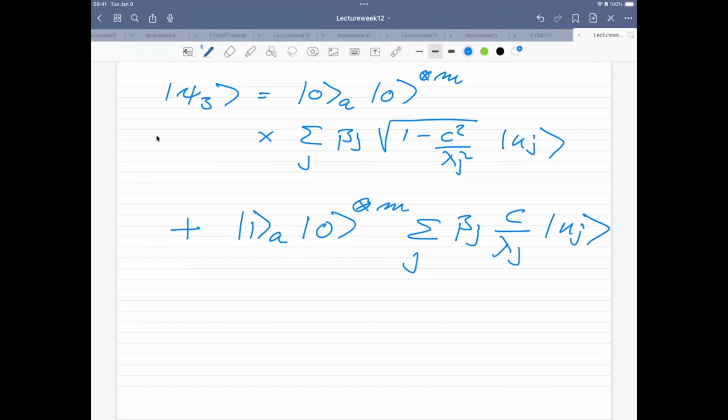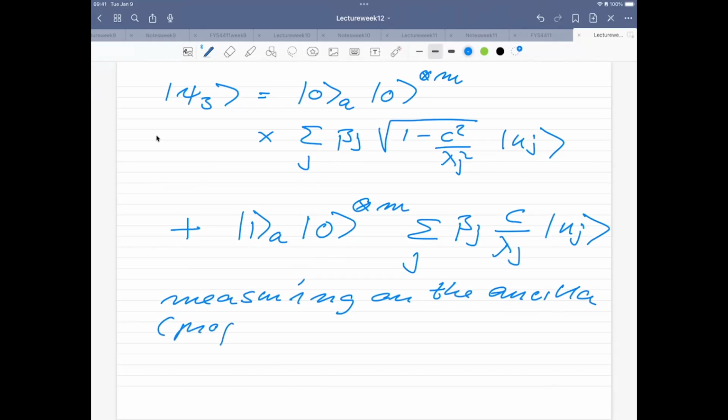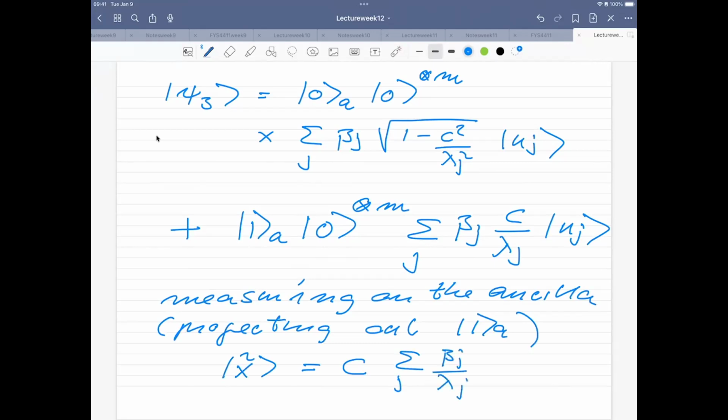Then we are now going to make a measurement, measuring on the ancilla qubits, and where we project out the state 1, then the remaining system state is given now by, so projecting out 1A, that gives us a state now which is equal to x tilde, equal to this constant C, and then I have a sum over J of beta J, lambda J, which I have extracted from the quantum phase estimation, multiplied with the state U of J.